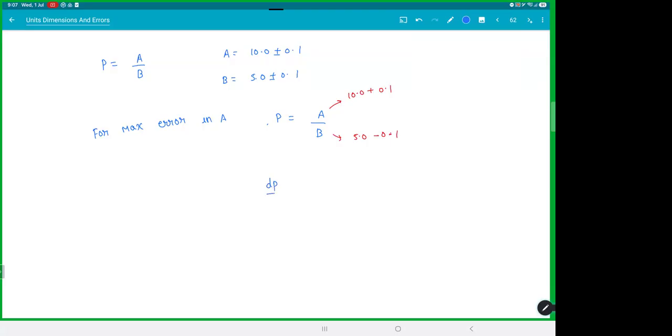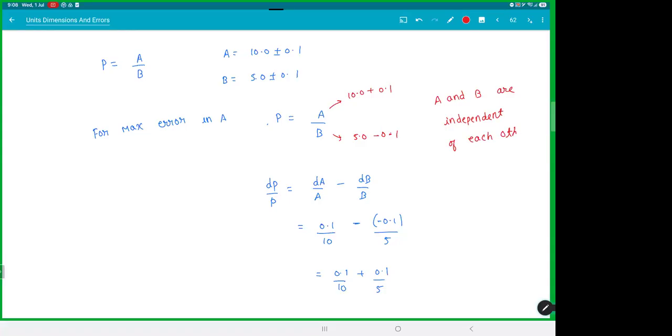So when you do this, dP by P is equal to dA by A minus dB by B, what was actually happening was this. You're taking dA is 0.1 by 10 and you're taking dB is minus 0.1 by 5. That minus minus becomes plus, and that's why you could add it. That was the reason why we said errors are additive. And this is fine because here A and B are independent of each other. So the value of A and the value of B do not interfere with each other. So it's fine. And so the power rule works when they are independent.